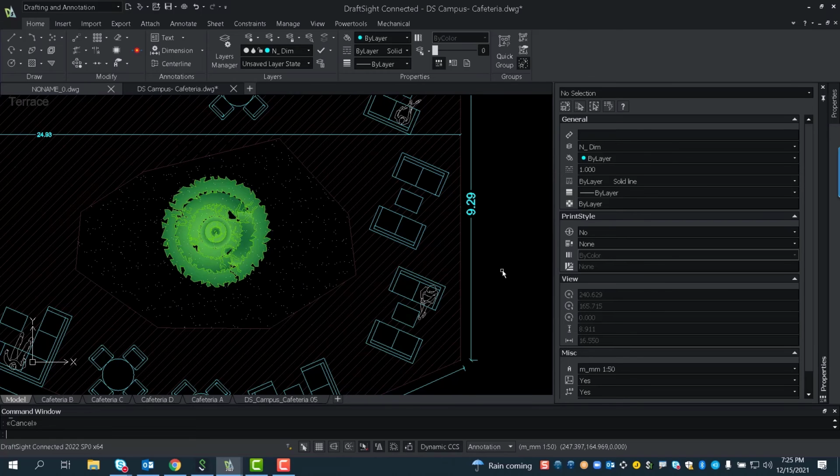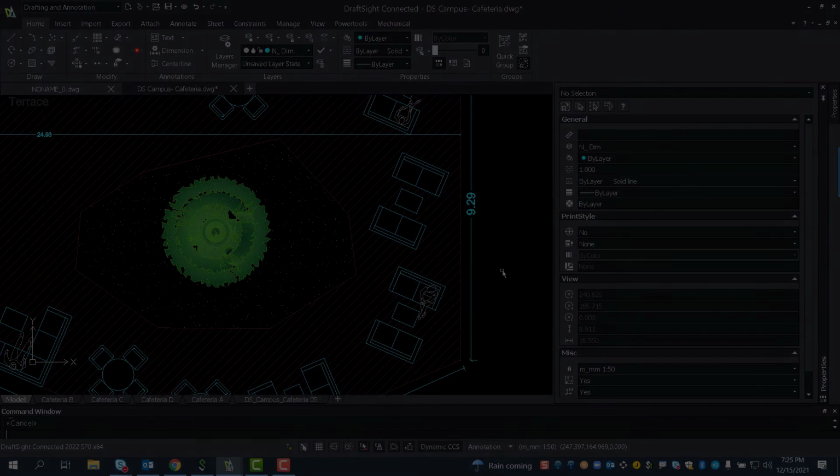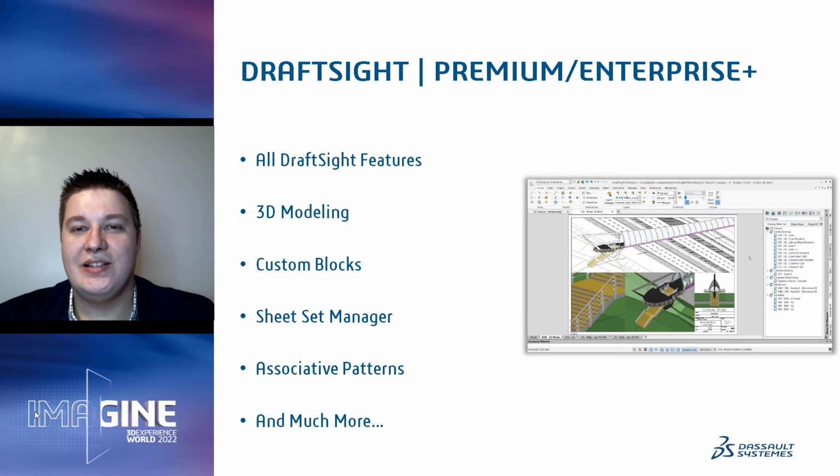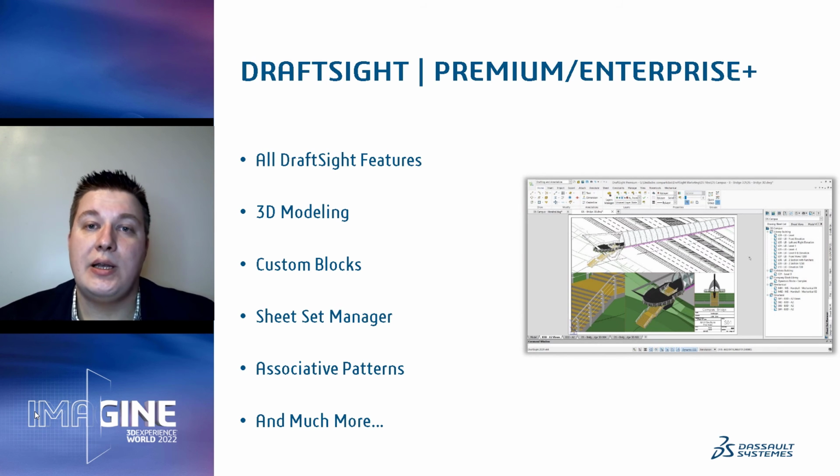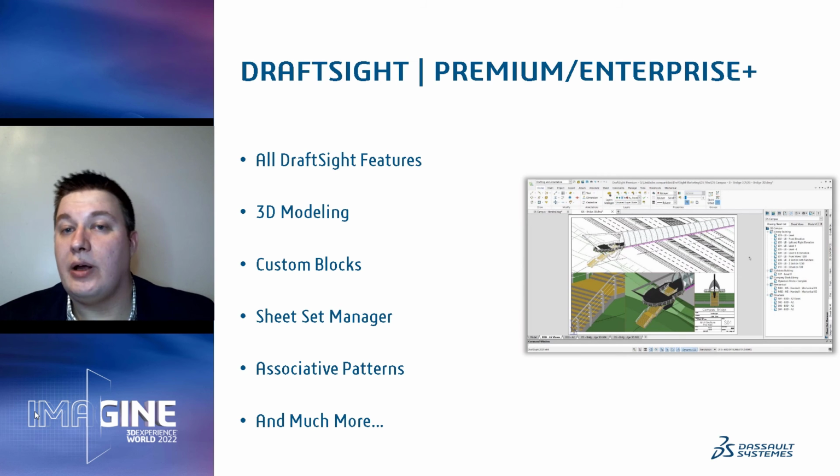So I'd like to jump back over into the presentation for a few closing slides. So, jumping back into the presentation just to end our session for today. Over the last few minutes, we've walked through how some of the different features and capabilities in DraftSight Premium and Enterprise Plus work. We looked at how to model in 3D, how to use custom blocks, how the sheet set manager functionality works, and a few other features that I hope were exciting for you to see.